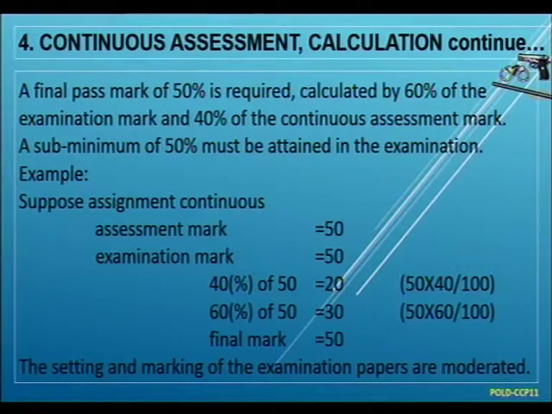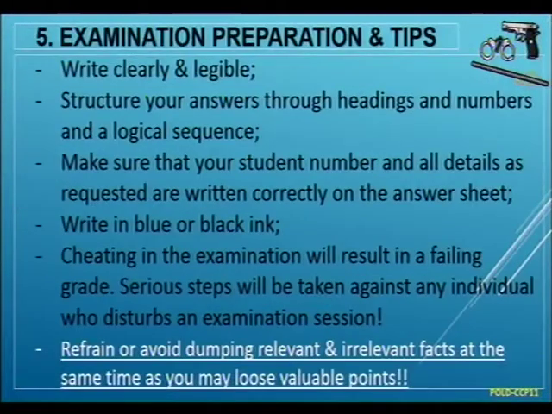For example, if your assessment mark was 50 and the examination mark was 50, your calculation would be as follows. 40% of 50 equals 20, which is calculated as 50 times 40 divided by 100. And your examination mark will be 60% of 50, which is 30, calculated as 50 times 60 divided by 100. That will give you a final mark of 50. The examination papers, the setting thereof and marking are moderated.